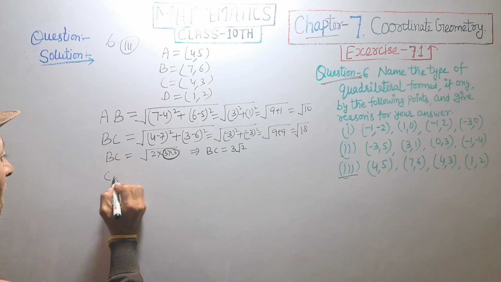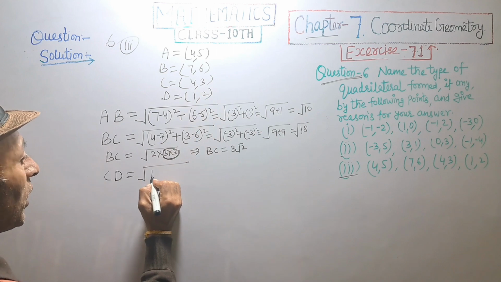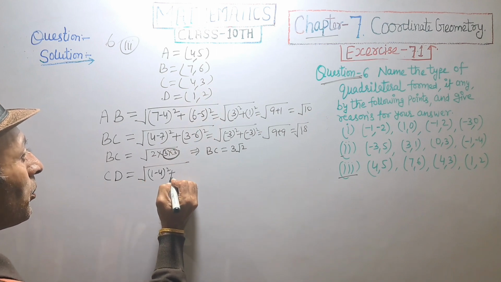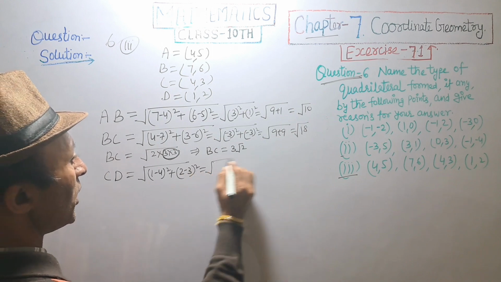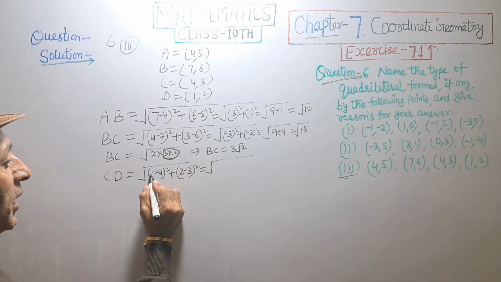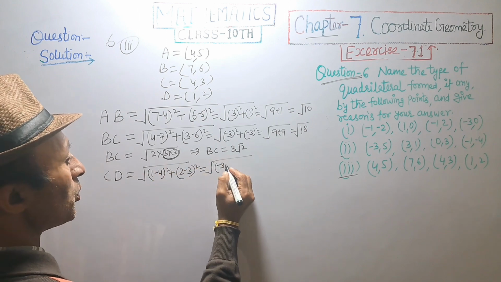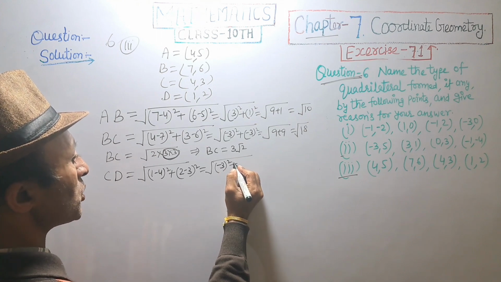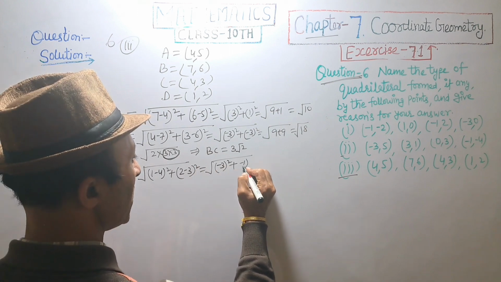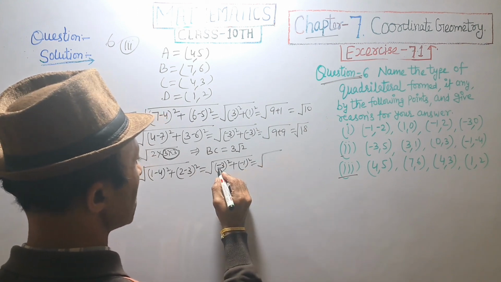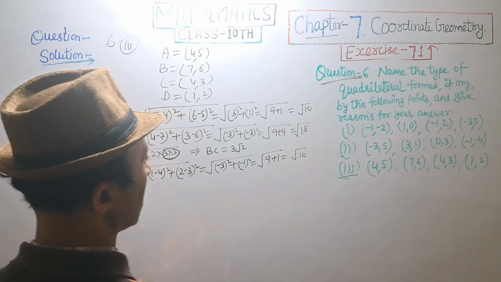And CD by distance formula, CD is equal to under root of (1 minus 4) square plus (2 minus 3) square, which is equal to under root of (minus 3) square plus (minus 1) square, is equal to 3 3s are 9 plus 1, which is equal to under root of 10.